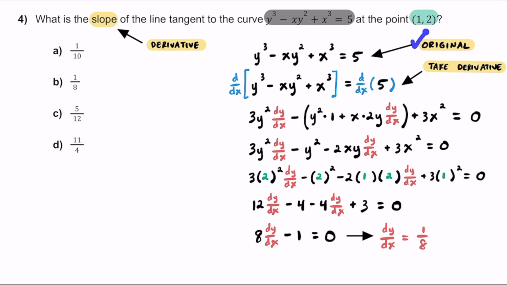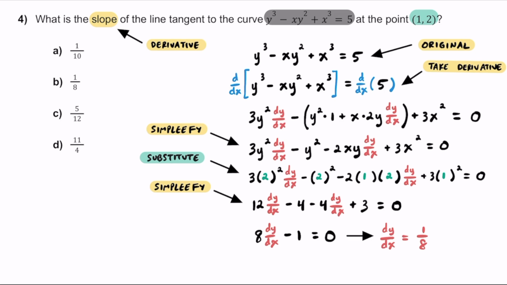So we had the original equation. We took the derivative of both sides, which is what we were doing right over here. In this step, we just simplified our derivative a little bit. In this line, we substituted our point (1, 2) into the derivative. This step was just a simplified version of the previous step. And in the final step, we just solved for dy/dx. Looking at our answer choices, it looks like B is what we got, so that'll be our answer.